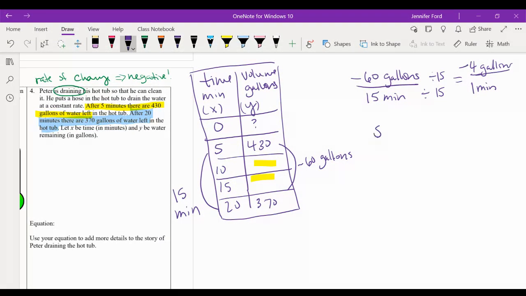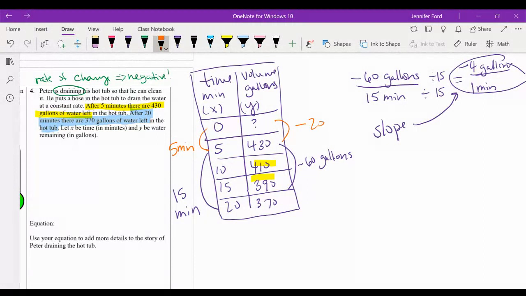Okay, so that means my slope, or my rate of change, is negative 4 gallons per minute. So in 5 minutes, it goes down 20. So 410 goes down to 390, goes down to 370. I don't need those two values, but they prove that the pattern I found is correct. So going this way, in 5 minutes, from wherever I started, I go down 20 gallons, which means I had to have started at 450. And this is my y-intercept.